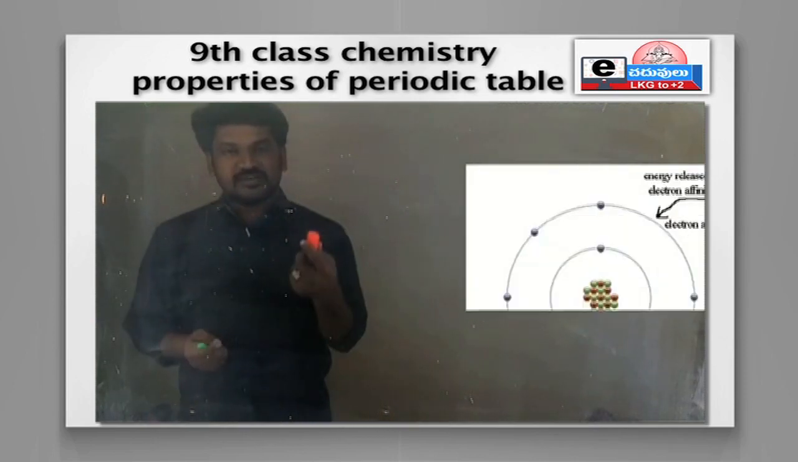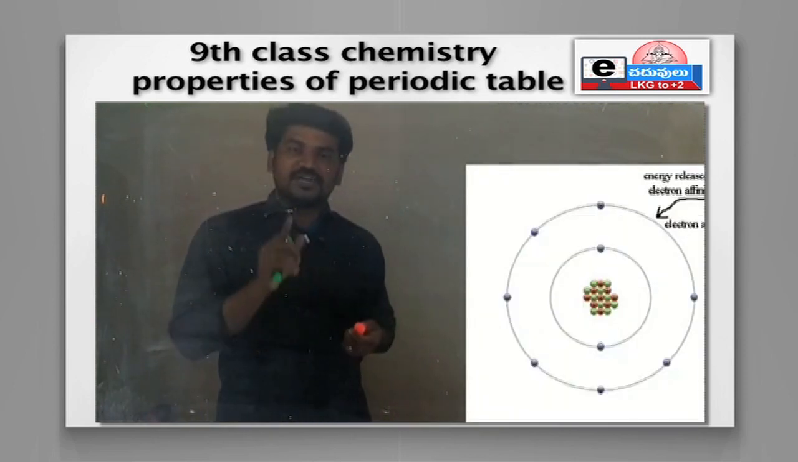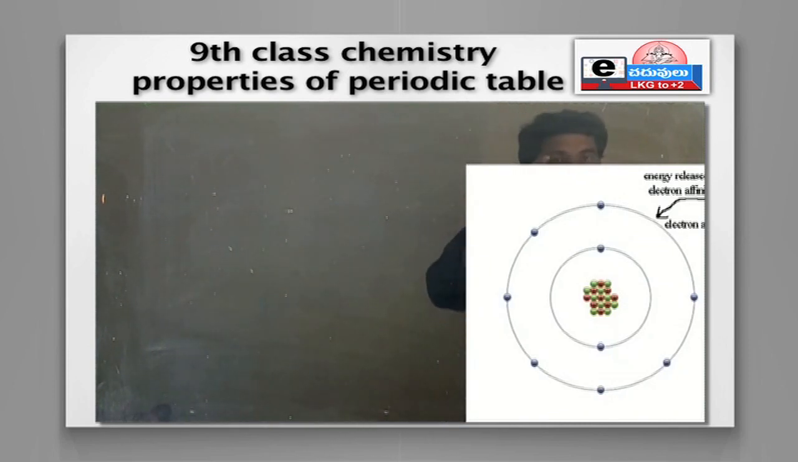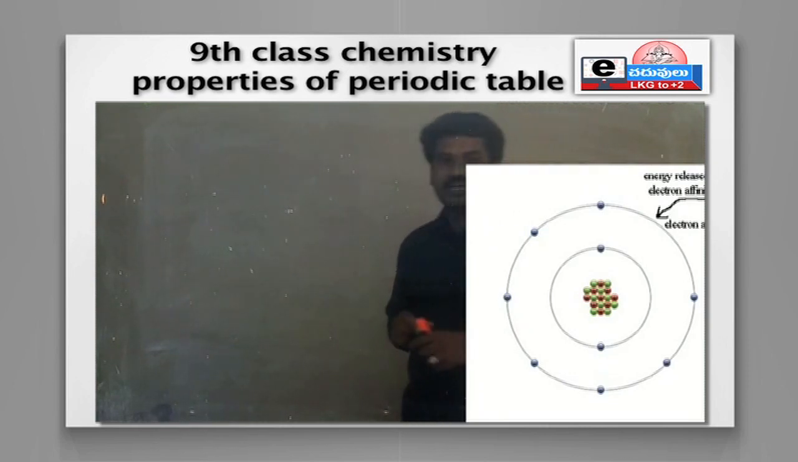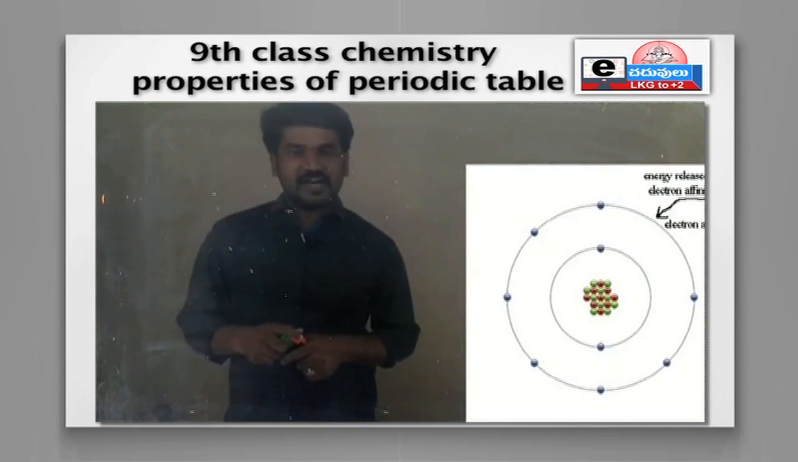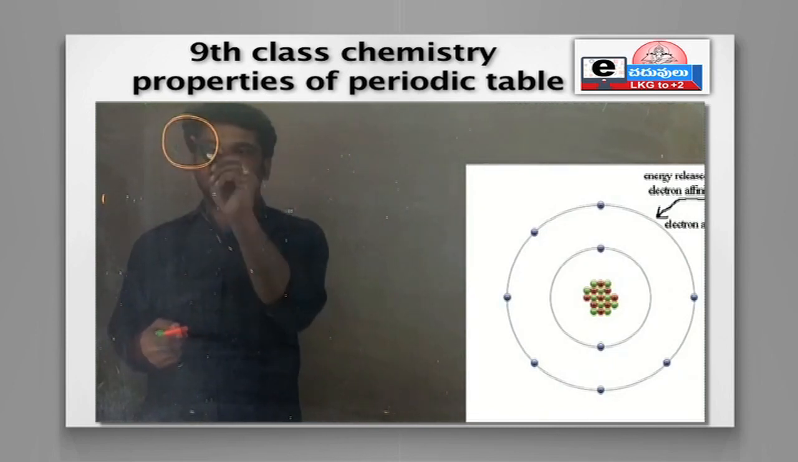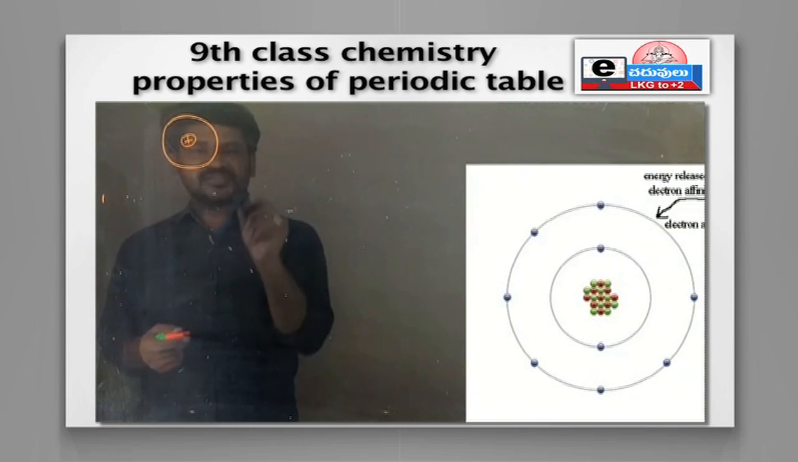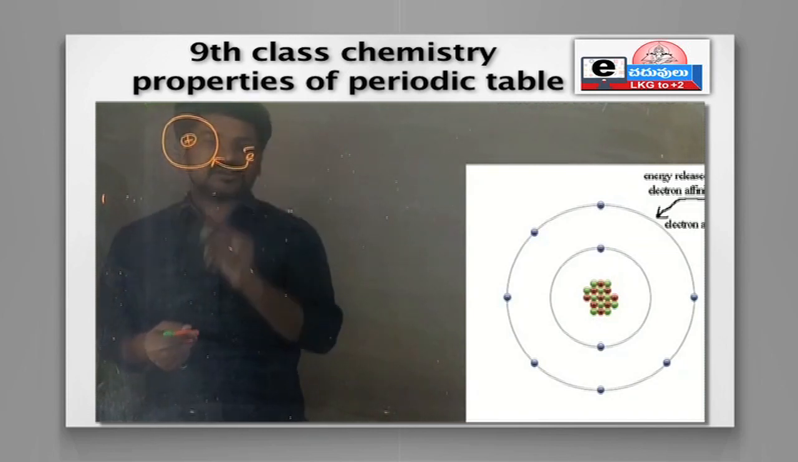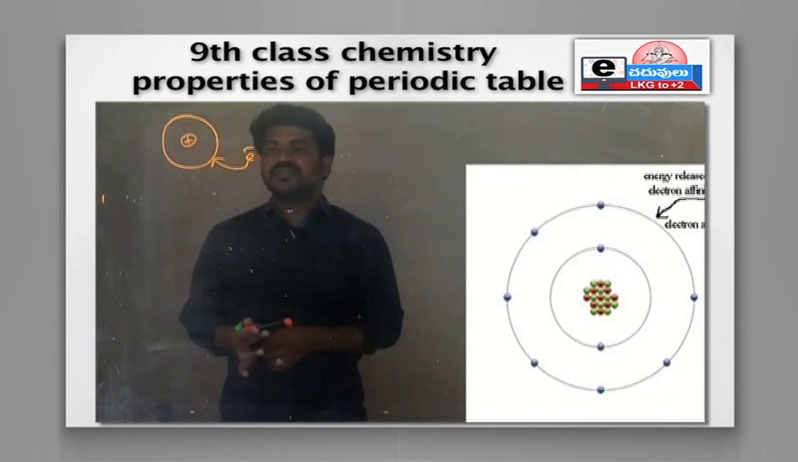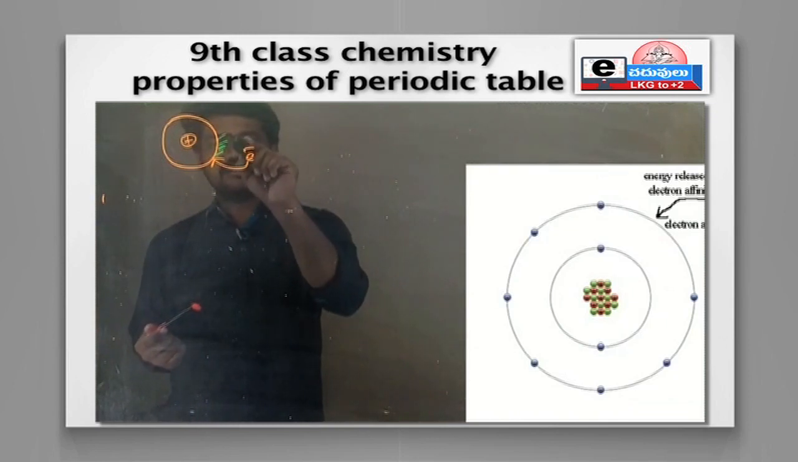When you are adding the electron to the neutral gaseous atom. Why do we say neutral gaseous atom? It means we are taking an isolated, single atom, and only gaseous atoms can be taken as single atoms. Suppose one atom is there, this is the nucleus, and we try to add an electron. When the electron is added, this atom releases some energy.